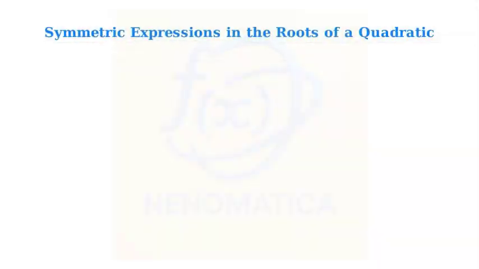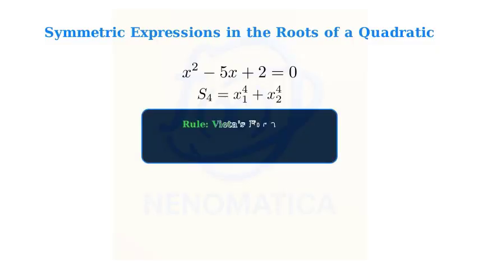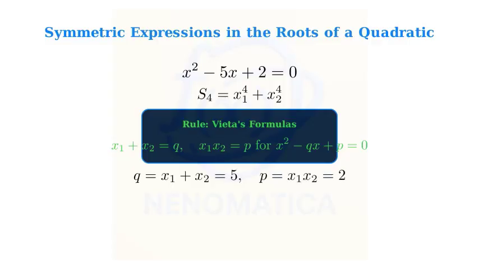In this example, we will compute S4, which is x1 to the power 4 plus x2 to the power 4, for the quadratic equation x squared minus 5x plus 2 equals 0, using symmetric sums and a clean recurrence. We will also identify the sum and product of the roots using Vieta's formulas. Step 1. From Vieta's formulas for a monic quadratic x squared minus qx plus p equals 0, we have the sum of roots q equals x1 plus x2, and the product of roots p equals x1 times x2. For our equation, the sum q equals 5, and the product p equals 2.